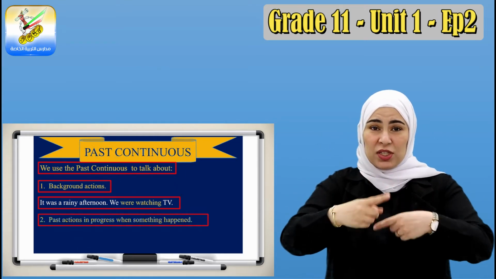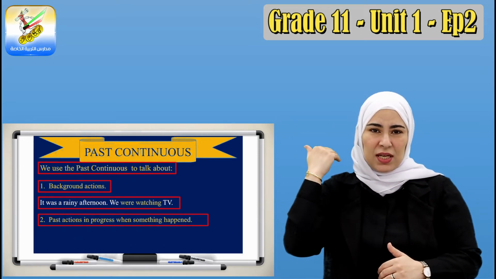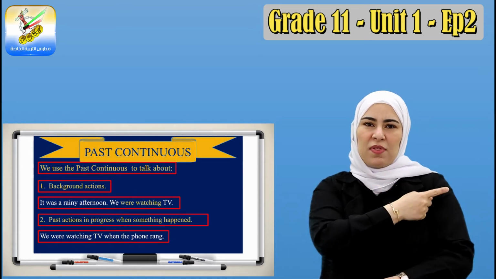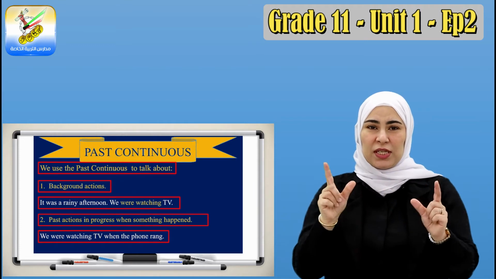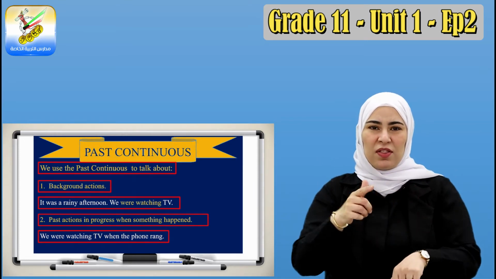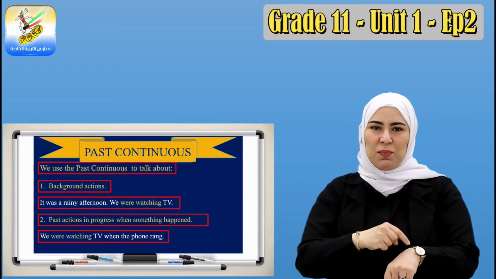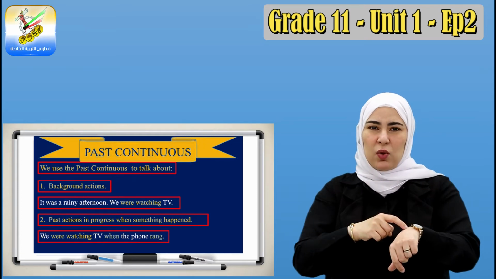And also we use the past continuous to talk about past actions in progress when something happened. Here's an example. We were watching TV when the phone rang. In this sentence, you can notice there are two actions that happened in the past. We were watching TV and at the same time, the phone rang.